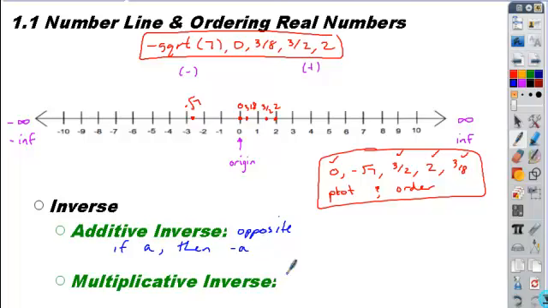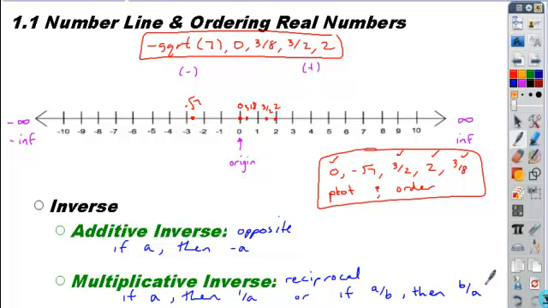The multiplicative inverse is better known as the reciprocal. And so this states that if you have A, then the reciprocal or the multiplicative inverse is 1 over A. Here you invert the number, you switch the numerator and the denominator. So a better way to maybe state this is to use a fraction to start with. So if you say A over B, then the reciprocal or the multiplicative inverse is going to be B over A. You simply flip the entire fraction.